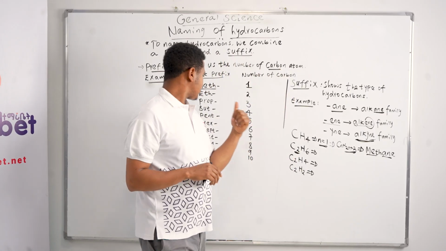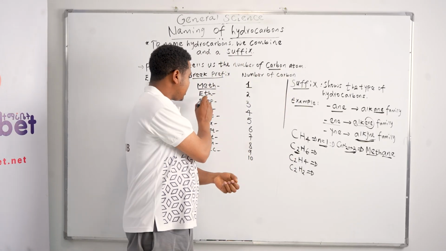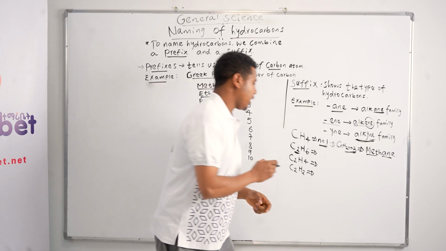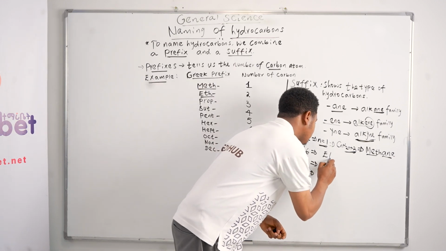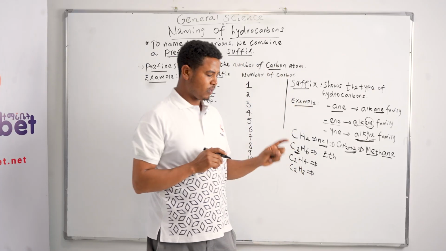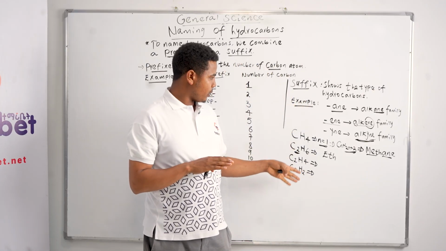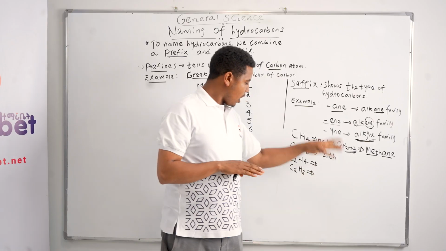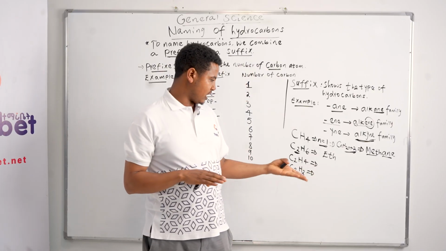So we have to use the prefix "eth" in this case, because the number of carbon atoms is 2. Now, to investigate whether it is alkane, alkene or alkyne, you have to focus on the number of hydrogen atoms.